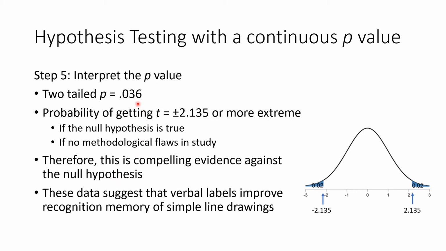So here is our p-value, and that is literally the probability of getting a t-value of 2.135 or further from 0 on the positive end or the negative end if the null is true. So that outcome, or something more extreme, is pretty unlikely to happen. About 3 to 4% of the time when the null is true and there are no methodological flaws in the study. Therefore, this is pretty compelling evidence against the null hypothesis, and these data suggest that verbal labels do tend to improve memory recognition for simple line drawings.